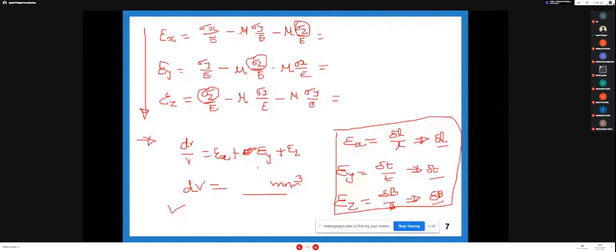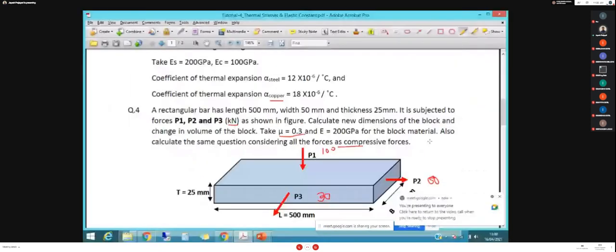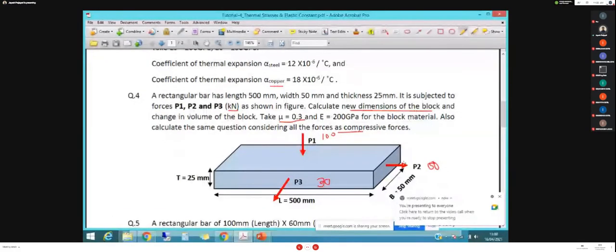Okay, so this is the change in volume. Now other things we have calculated here. What is the new dimension of this block? You can see that due to this force the length will increase, due to the compression force the thickness will reduce, and due to P3 your width B will increase.